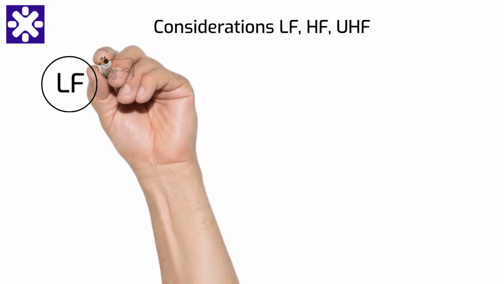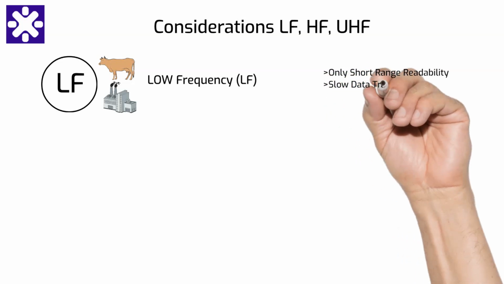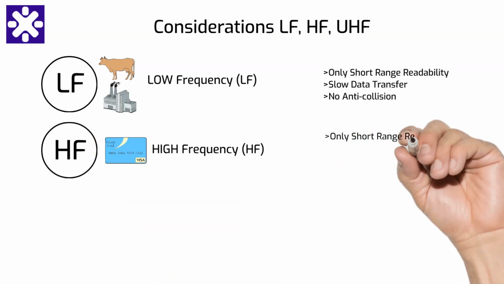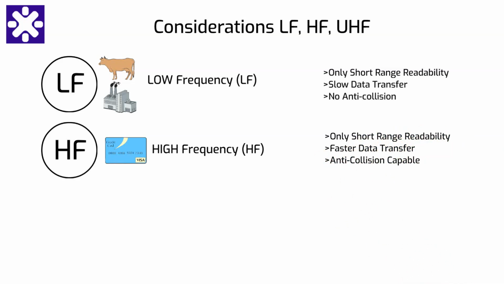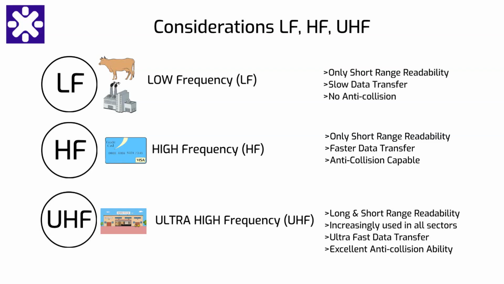When considering which technology might be suitable for any given application, it is helpful to know a little about the nature of each. For example, LF only has a short read range, and no anti-collision capability. HF has a similar read range, but it does have the advantage of anti-collision, essential if you want to read multiple RFID tags that are in close proximity to one another. UHF, as can be seen here, is capable in all areas. It has both long and short reading range capability, full anti-collision, and a very high data transfer rate.